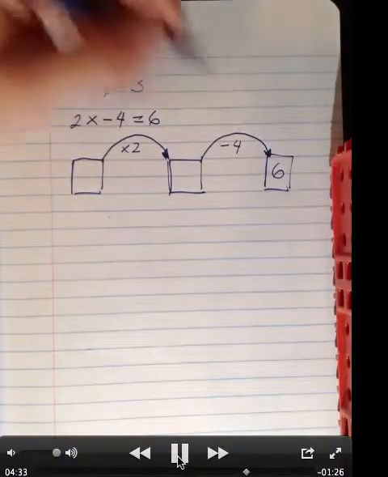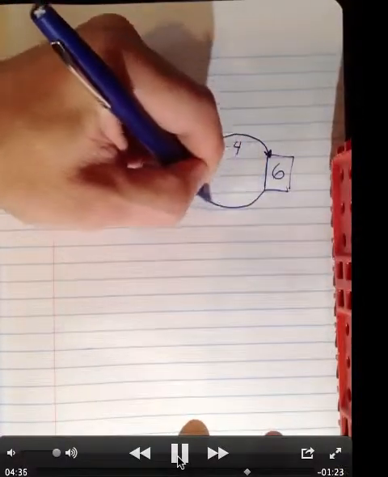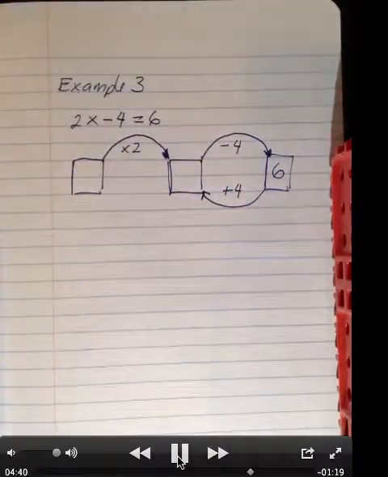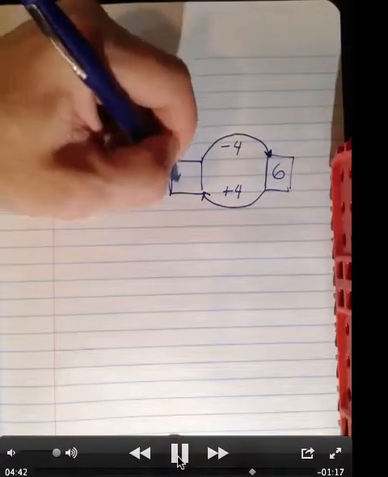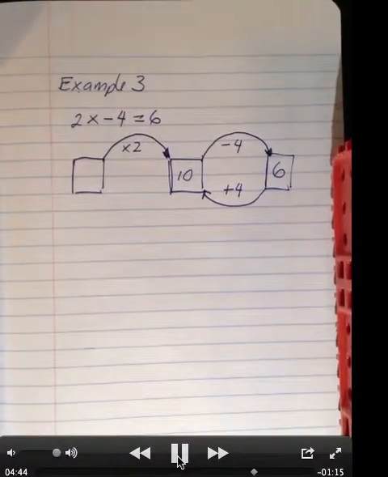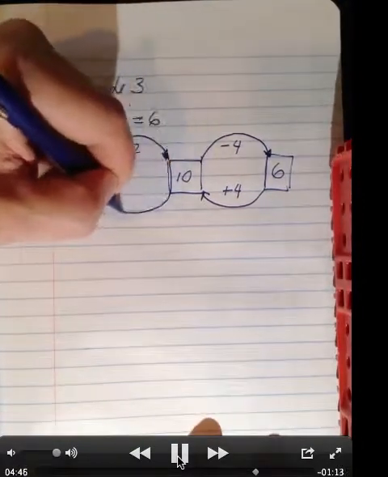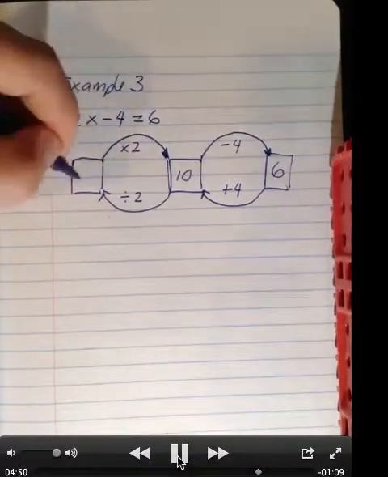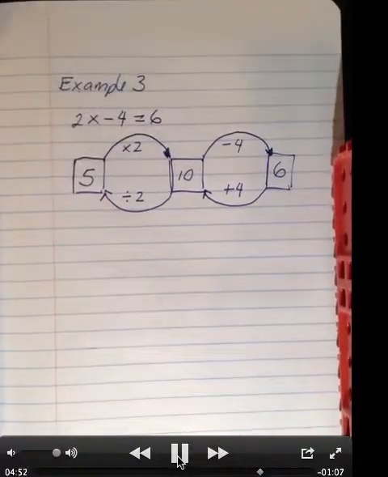So in reverse order, I'm going to add 4. 6 plus 4 is 10. And continuing in reverse order, I'm going to divide by 2 and get 5.